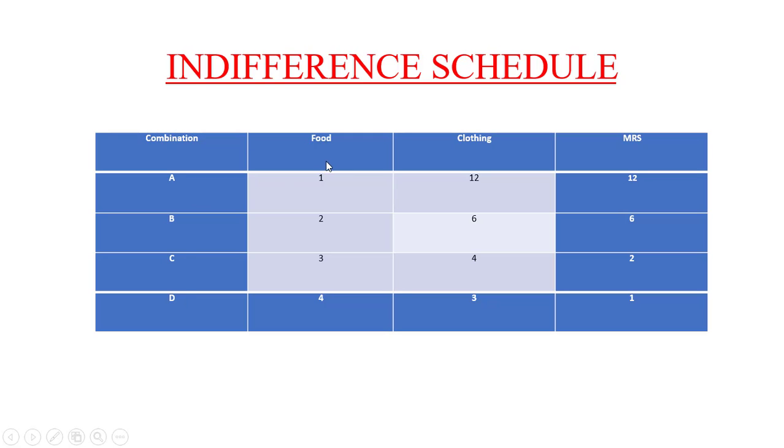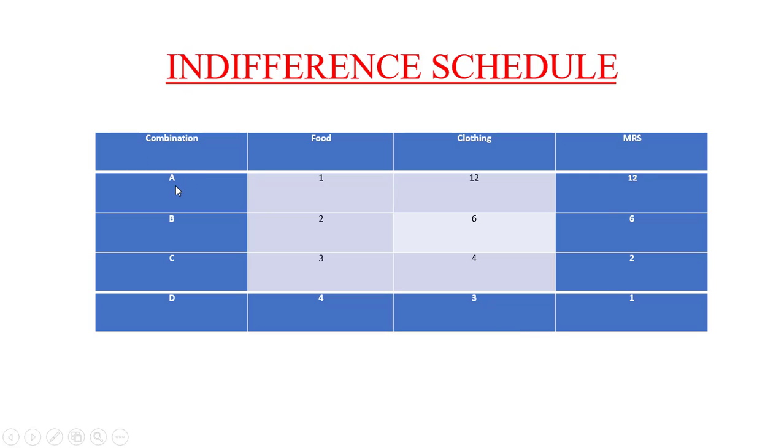In this tabular form, the indifference schedule, we have in the first column the combination of goods, food and clothing. You are comparing two goods, food and clothing, and this is the marginal rate of substitution. Marginal rate of substitution is linked with the indifference curve. Now let's discuss this in detail.